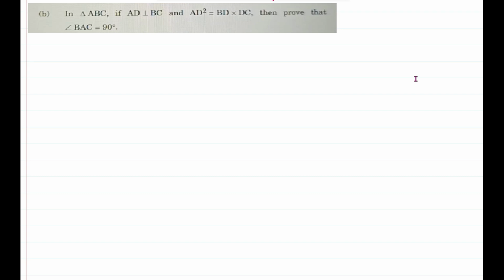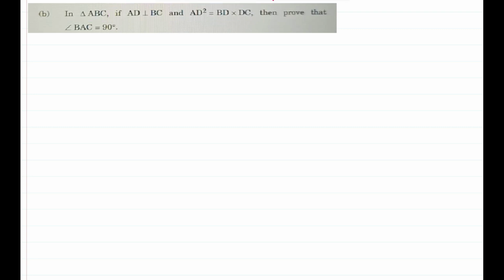Let's see the next question, which is a triangles construction problem. This question has been asked in the CBSE examination last year, and it was asked under 5 marks. It's a very simple question. The main thing in this particular question is understanding the question. Once you understand the question, the proof is very simple.